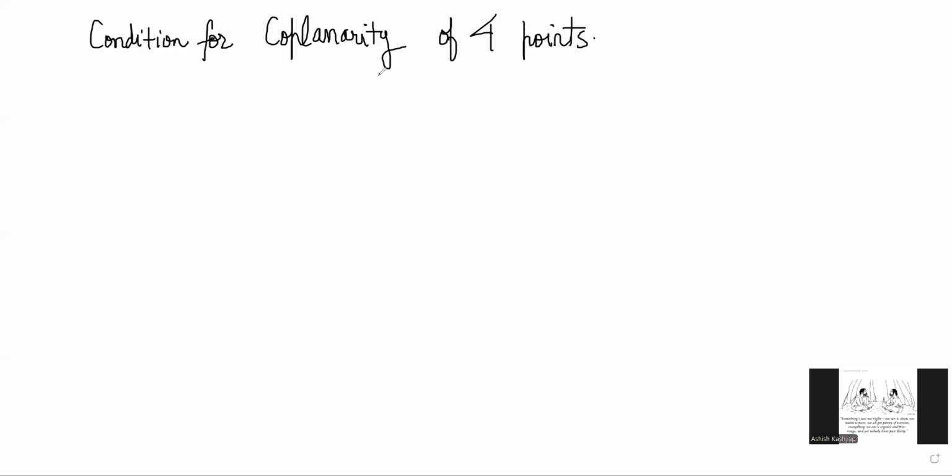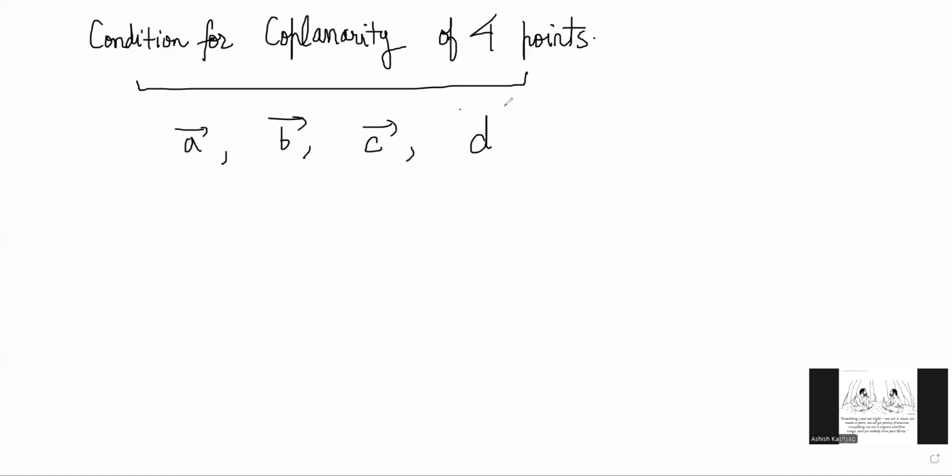The next thing is condition for coplanarity of 4 points. Suppose you have 4 points and somebody asks how do we decide whether they are coplanar or not? Now the method should be obvious to everyone by now. Tell me, what is the method, anyone? 4 points are given. How will you decide whether they are coplanar or not?